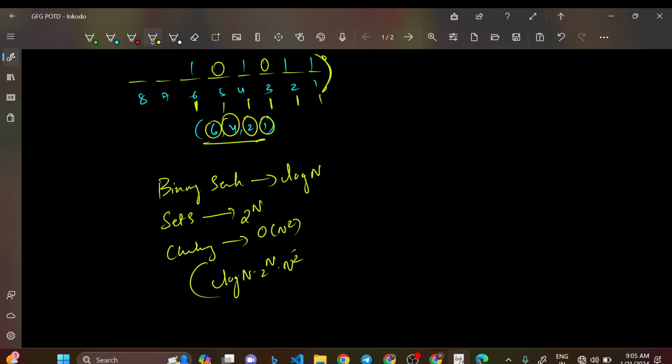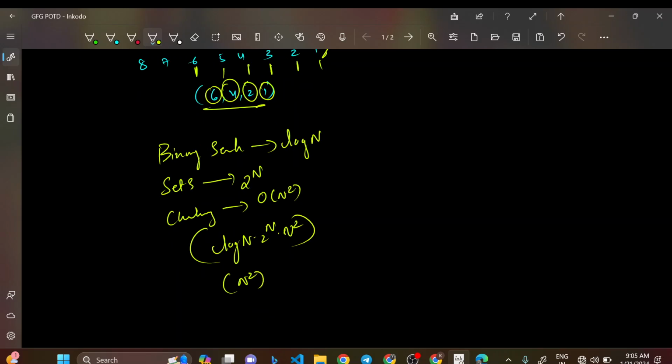This is the time complexity, and space is n square because we are taking an adjacency graph, right? So that's it. I hope you have understood. This is TC, this is SC. So these are the things that are there: binary search, then the number of sets, worst case 2 power n sets, and checking, so O of n square.